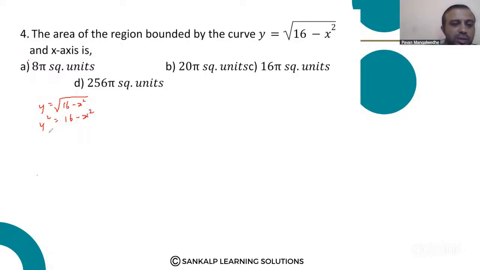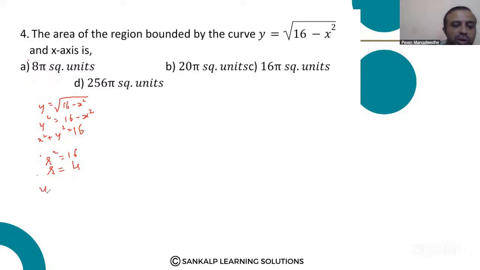Using this, x square on transposing to the LHS, x square plus y square, minus x square will become plus x square, which is 16. Then x square plus y square equals 16 is a standard form of the equation of a circle, where r square is 16, which means that r is equal to 4.